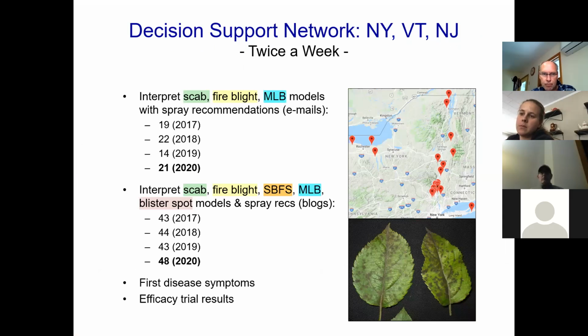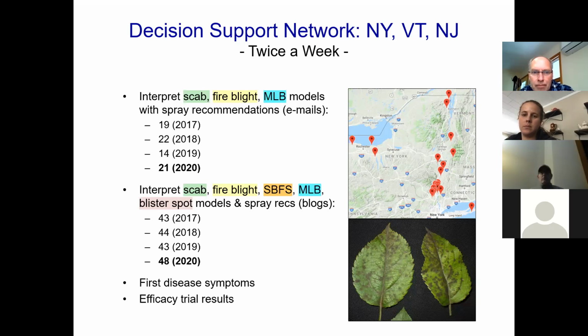You can see here the number of emails I send for prediction and interpretation of these models for the growers. You can see the number of emails I sent for scab, fire blight, and Marssonina leaf blotch models to people who are subscribed to this model. That gives me the ability to tell them the actual dates when the infections will occur. That also serves as a basis to outsource this data to other growers outside of this group, by publishing this information in blogs without the dates.